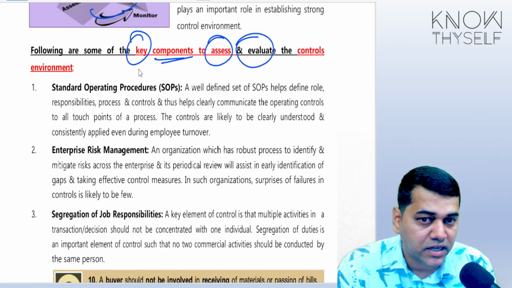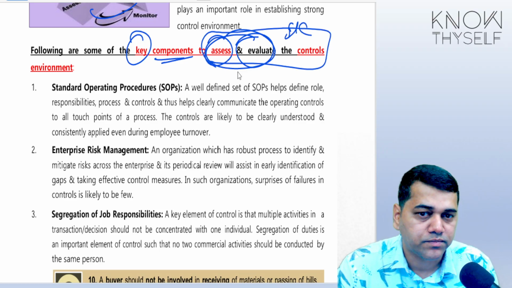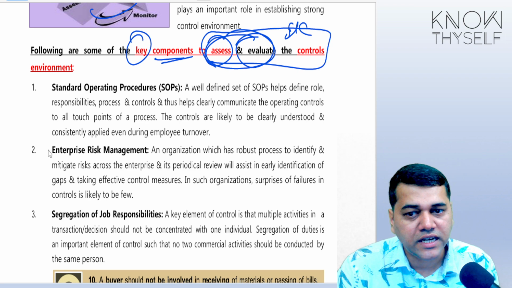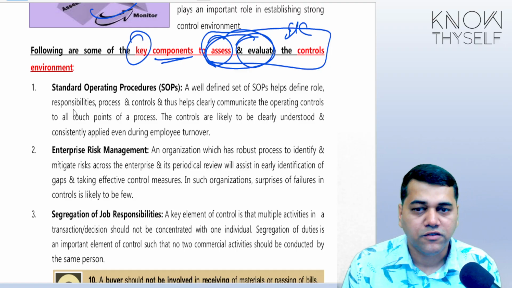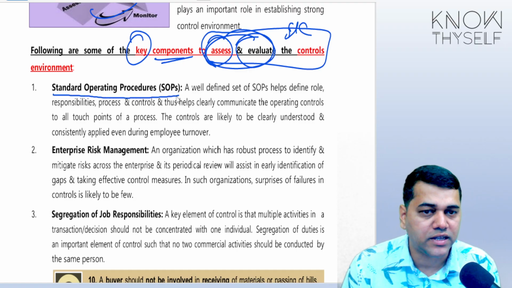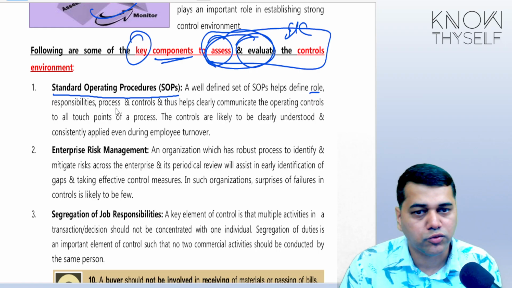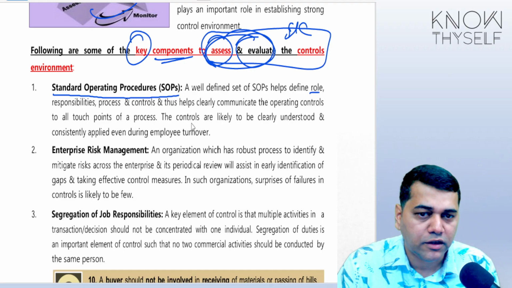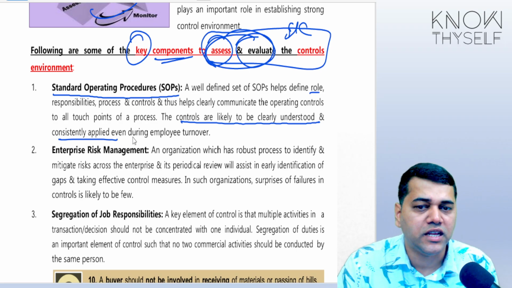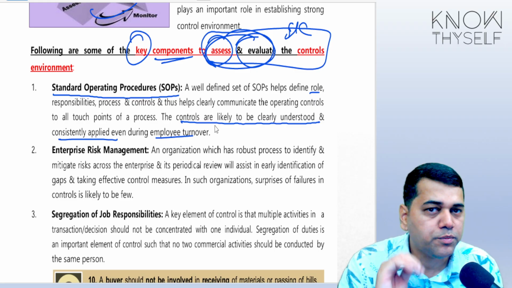This is the keyword for you: components to assess and evaluate the internal control. They have given standard and under that the sub-items, but I will treat them all as single points. First thing is standard operating procedures. That means every organization must have defined the processes, the roles, the controls, who should be doing what. This is what you need to evaluate first. Controls are likely to be clearly understood and consistently applied even during employee turnover, because people may change tomorrow, but your SOP will remain the same.